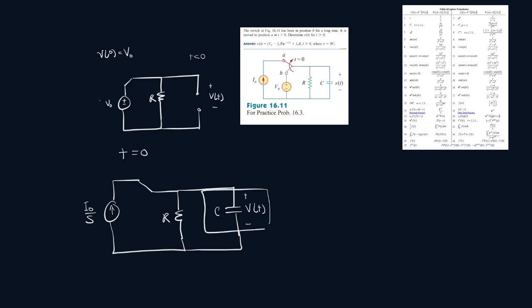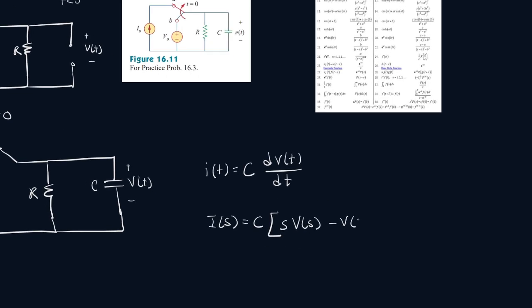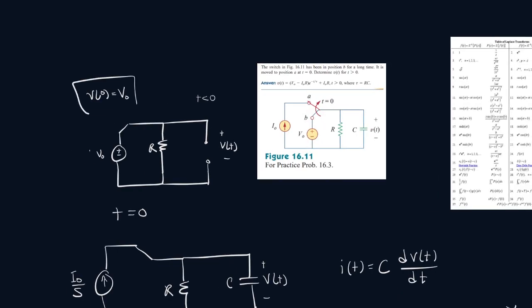Now the Laplace of this is where the tricky part comes in, because our initial condition is not 0, it's actually V0. So we know our current, i of t, is equal to the capacitance times dv over dt, the change in voltage over the change in time. If we take the Laplace of this, it becomes I of s, which is equal to C times s times V of s minus v at 0. And we know v at 0, that's V0 that we got from here.